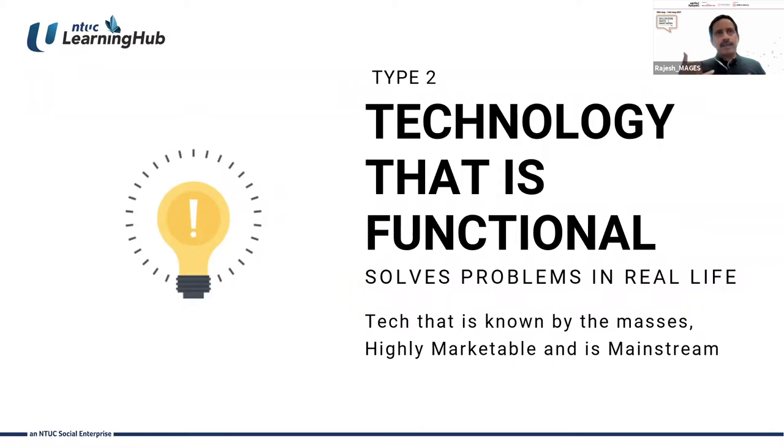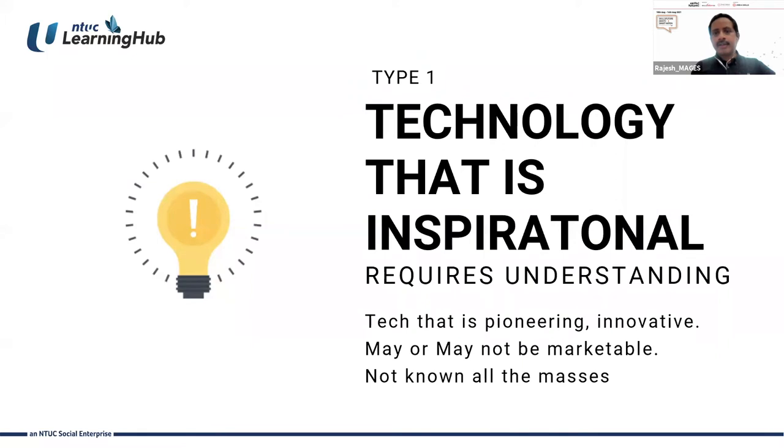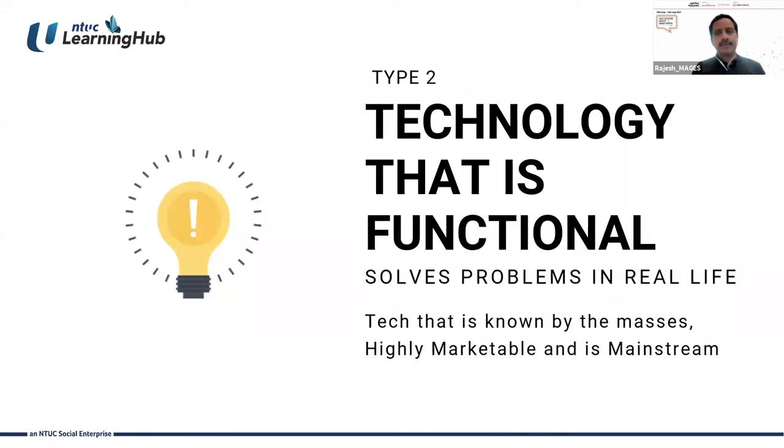We just pick up the phone and chat, WhatsApp, text, anything we want. It's not that you specifically have to do a specific activity. So those are the two fundamental things that you have to look for: technology that is inspirational, technology that is functional, okay?